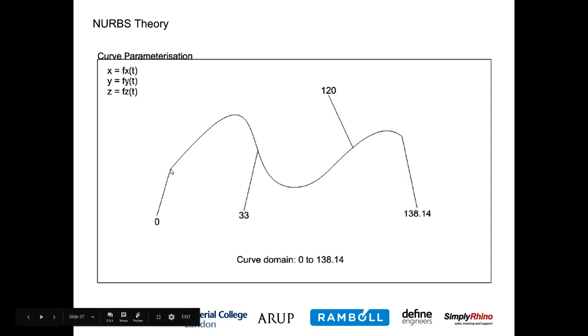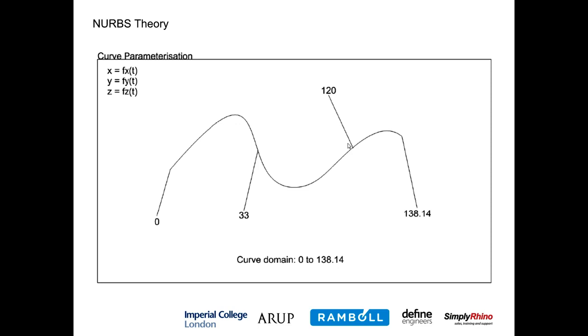So for example, in the case of this curve, we've got a domain that goes from 0 at the start to 138.14 at the end. The other thing to be aware of here is that your parameter space along a curve is not going to be uniform. What I mean by that is that this point here has a parameter t of 33, and that point there, which is about 2/3 along the curve, has a parameter of 120. But hopefully you can see just from looking at this that that distance there is not proportional to that distance there in the domain space.